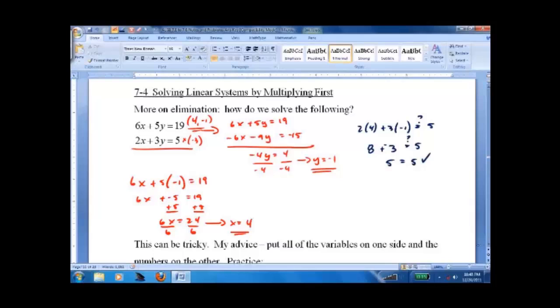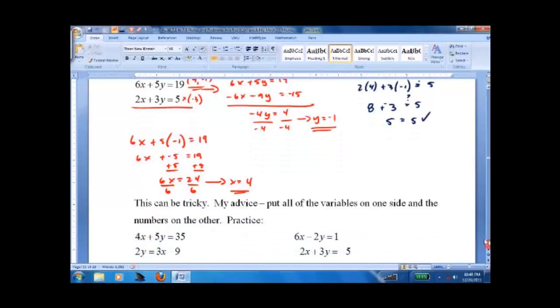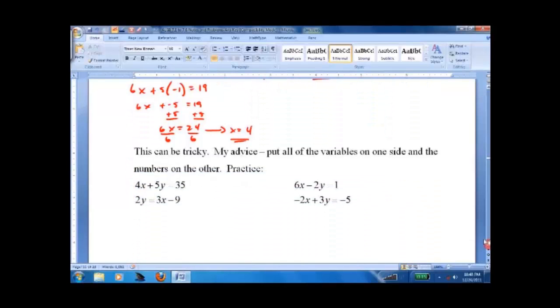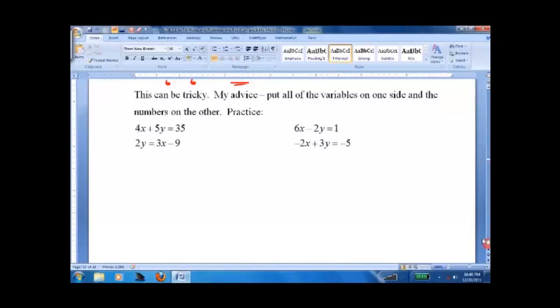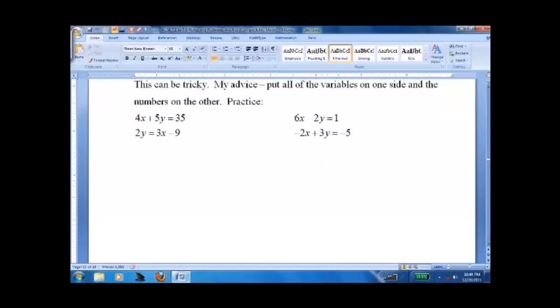So there it is. Extra step. Got to be a little intelligent. Look at the equations. See if something simple works. It can be tricky. Make sure all your variables are on one side. Some people try and wing it with all the variables just mixed up. I strongly recommend against that. And sometimes you have to multiply both of them. That's when life gets really, really challenging.